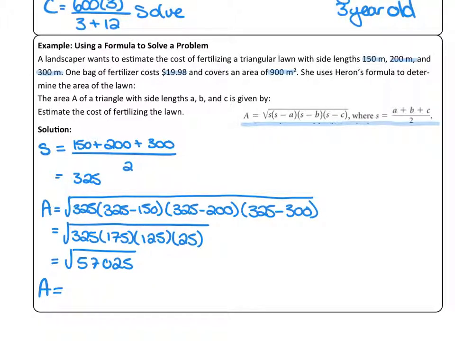Which gives me 238.8 if I round. And that is meters squared.